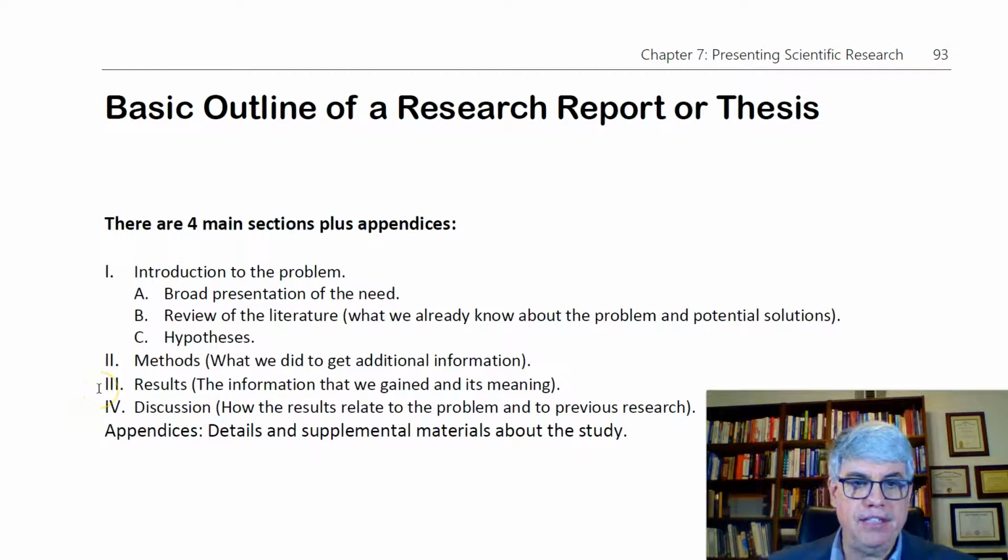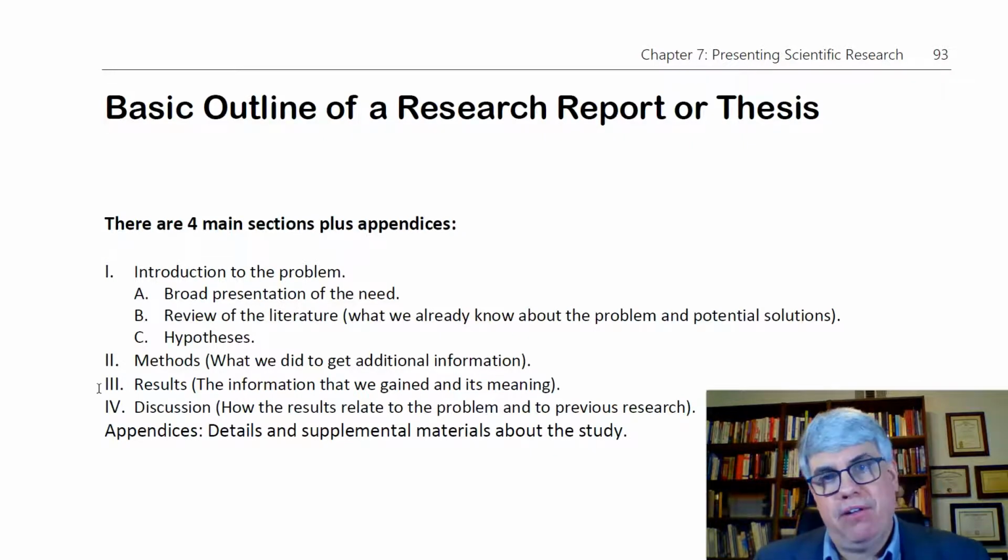The third section is the results. This is the information that we gained and what it means. This is the section where you put all the statistics. For a lot of people, this is the section that they skip when they read a journal article because this is the real heavy statistics section.